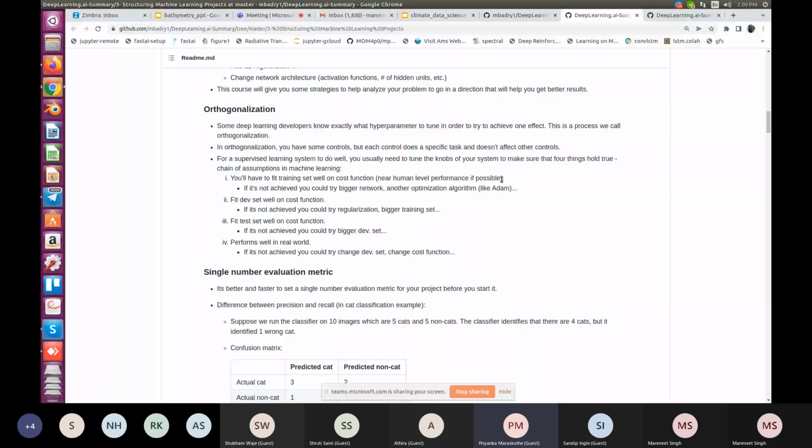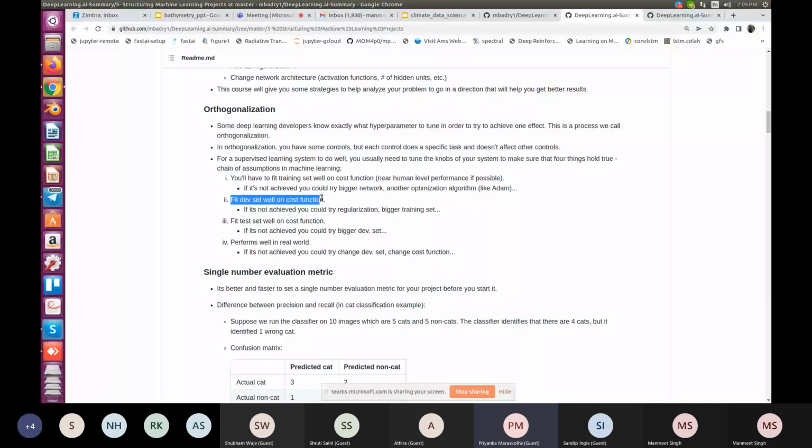And if it's not achieved, you could plot the cost function while training. If you're not able to converge or lower your cost, then you can try a bigger network or a different optimization algorithm like Adam. The second thing is that your dev set should fit well on the cost function.